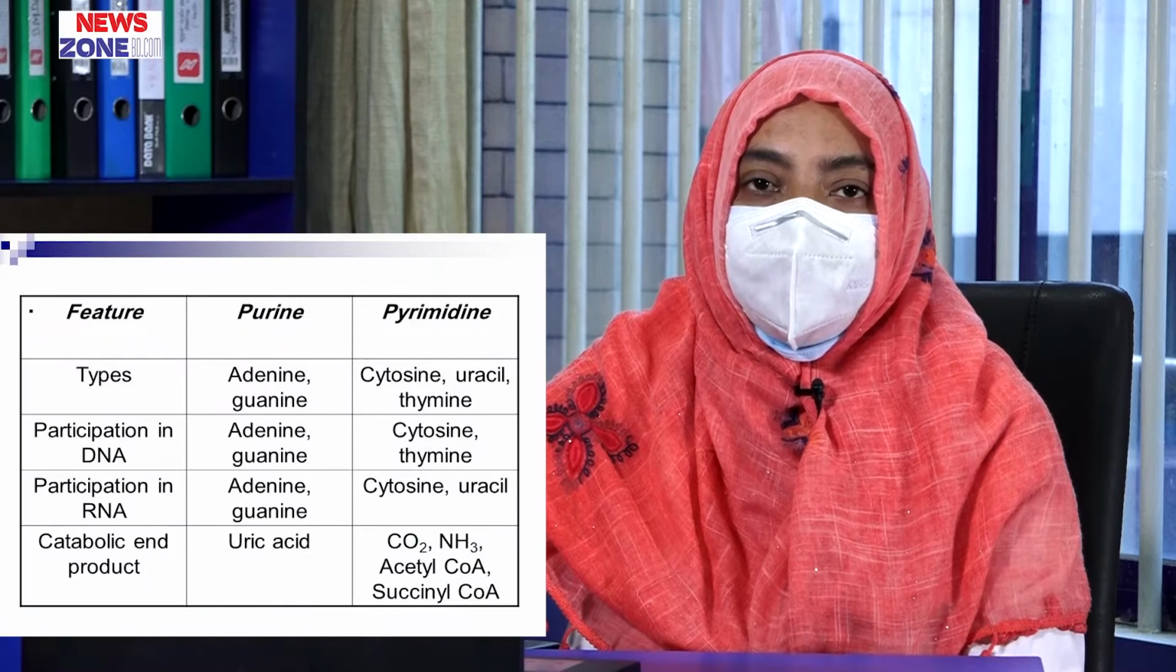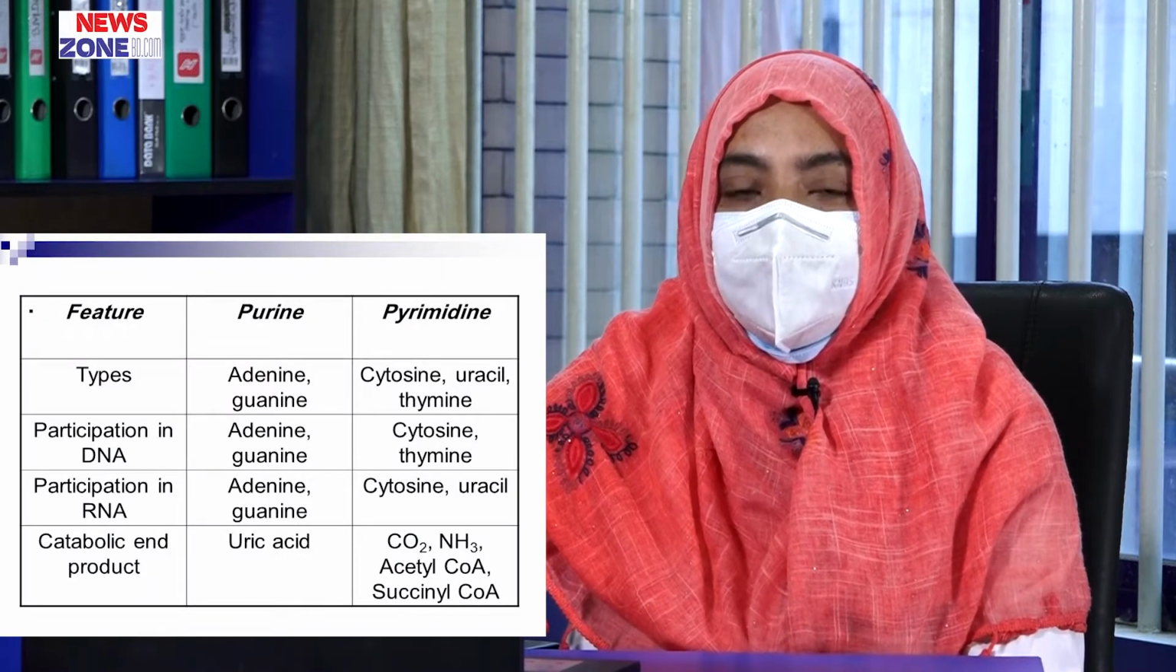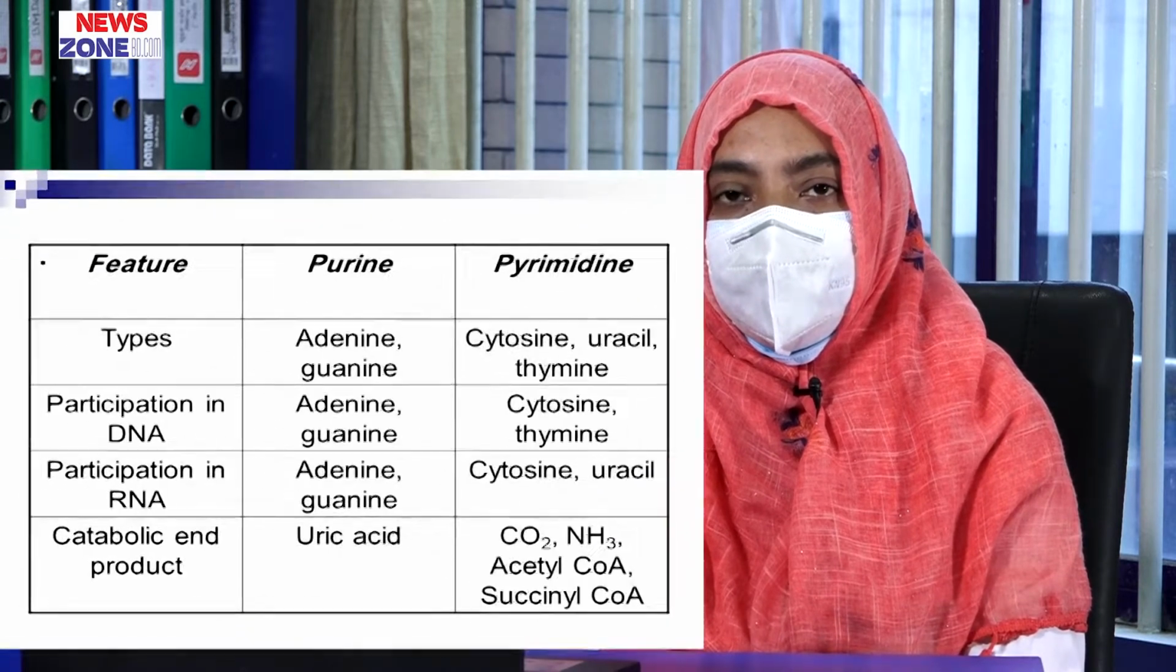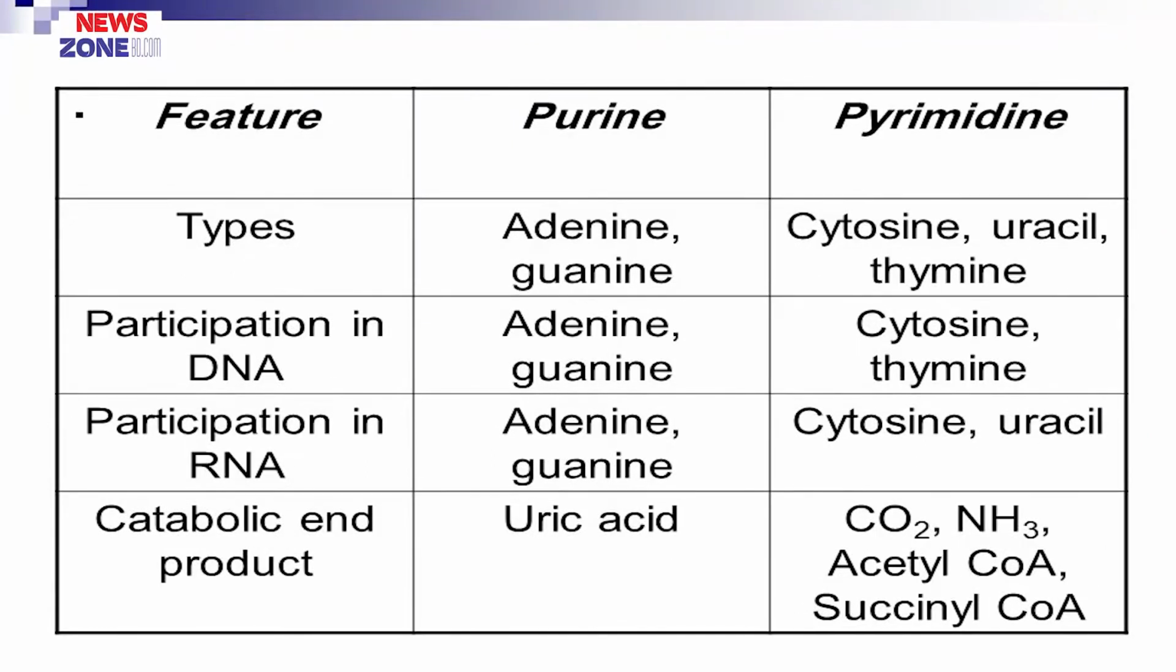Now come the types of purine and pyrimidine base. Purine bases are adenine and guanine, pyrimidine bases are cytosine, thymine, uracil. Now, participation in DNA. In DNA, purine bases are adenine and guanine and pyrimidine bases are cytosine and thymine. Now come the participation in RNA or ribonucleic acid. In ribonucleic acid, purine bases are again adenine and guanine and pyrimidine bases are cytosine and uracil.